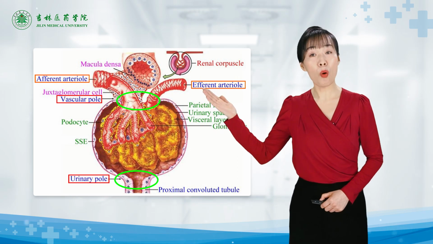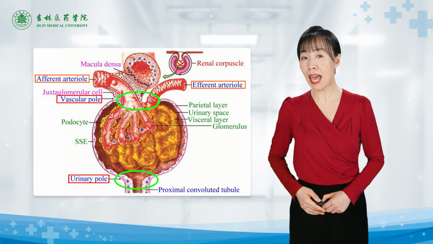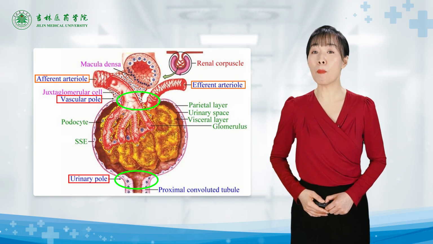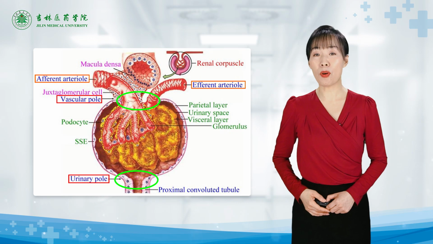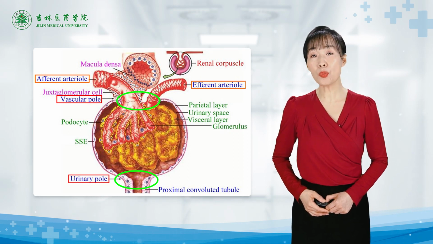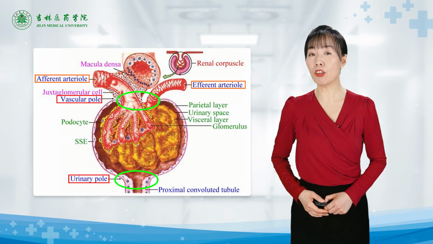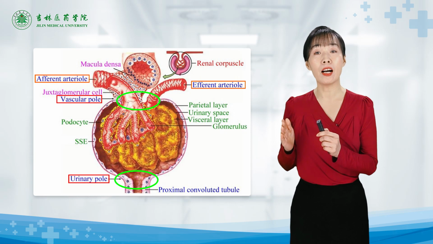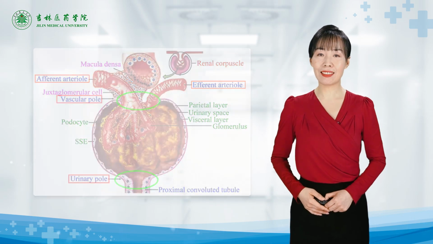In this picture, we can also see Bowman's capsule. The visceral layer is composed of podocytes. The parietal layer is simple squamous epithelium, which continues with the proximal convoluted tubule. Between these two layers is the urinary space.